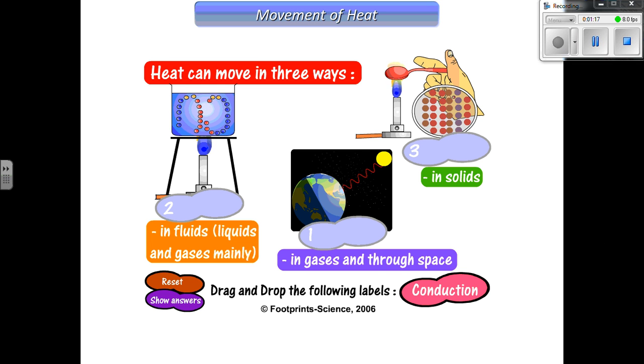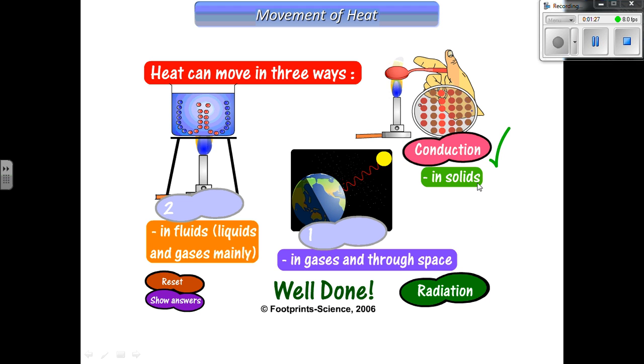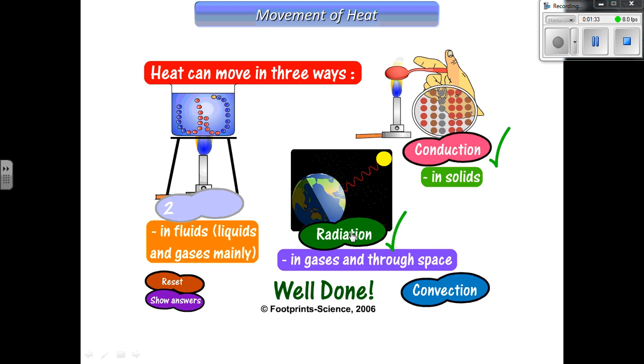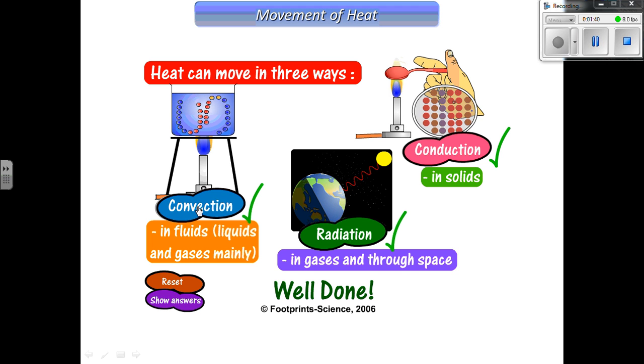Okay, so the first thing we're going to look at is all 3 energy transfers. Okay, so the first one, conduction. This happens in solids. Radiation. This happens in gases and through space. And finally, convection. Convection normally happens in fluids, so liquids and gases. We're now going to look at them in more detail.